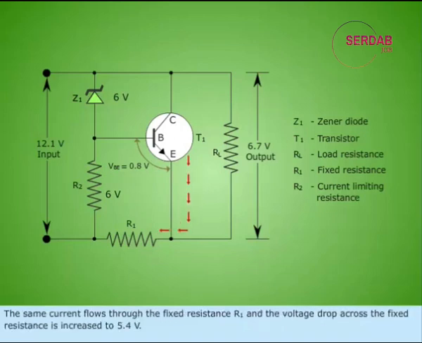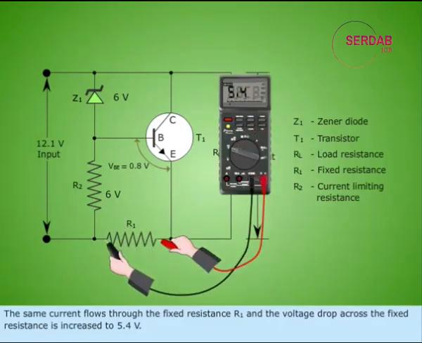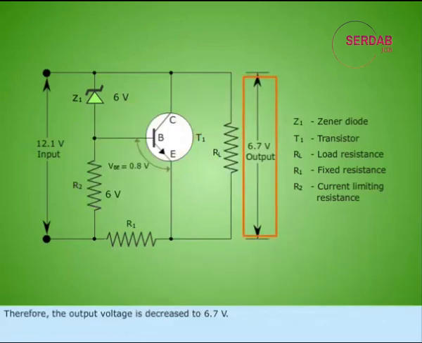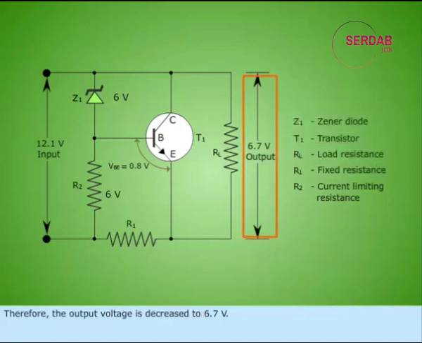The same current flows through the fixed resistance R sub 1, and the voltage drop across the fixed resistance is increased to 5.4 volts. Therefore, the output voltage is decreased to 6.7 volts.